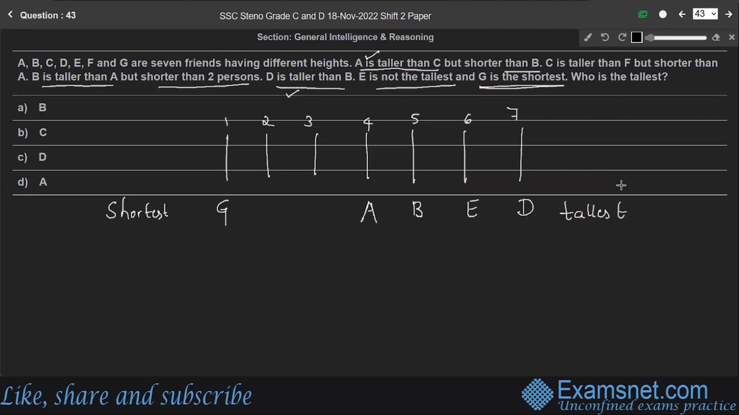Yes, A is shorter than B, which we have considered, but he is taller than C. So C is either the second person or the third person, and it is also given that C is taller than F. C is taller than F, therefore F is the second person, but shorter than A. Yes, this condition is satisfied. So C is shorter than A and taller than F. Now the question is, who is the tallest person? So D is the tallest person. Therefore, option C is the right answer.